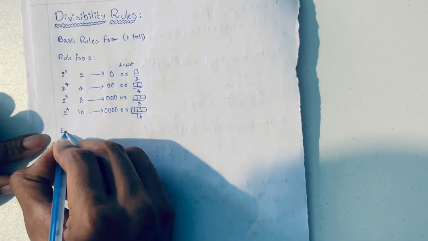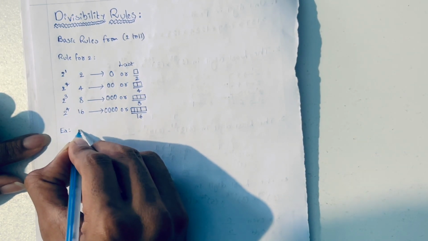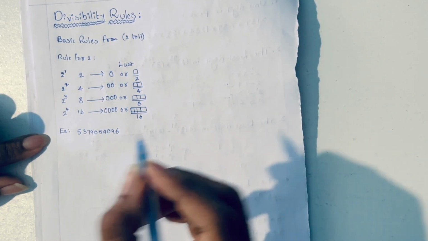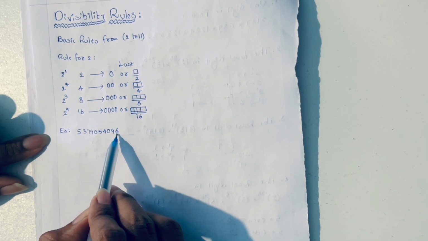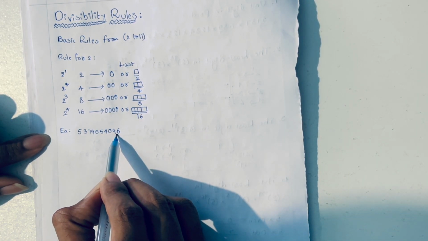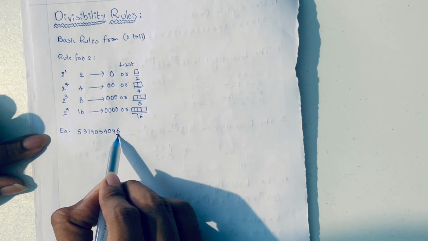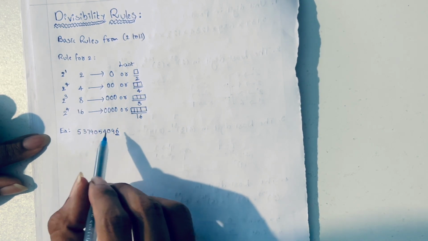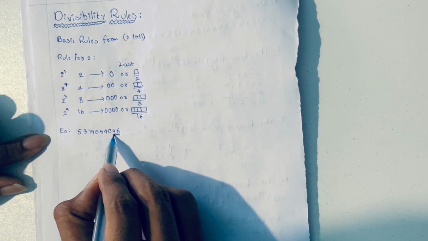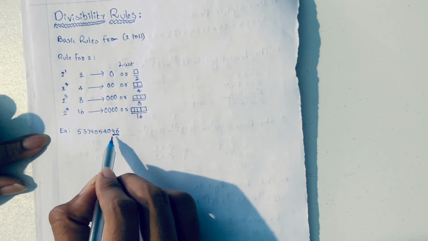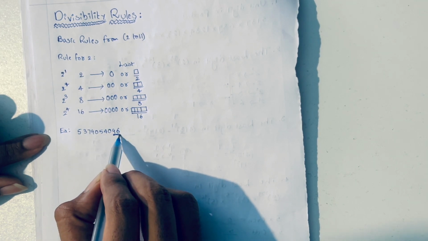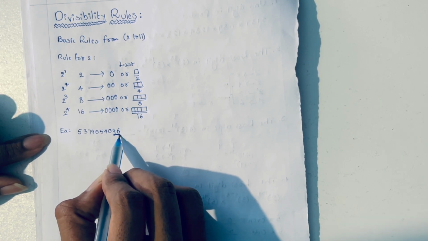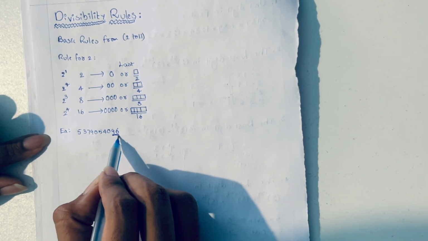For example, we are considering this number, 53790549096. Is it divisible by 2 or not? We have an even number. For the 2, we just need to take care of the last digit. This is an even number, so the whole number is divisible by 2. And for the 4, we need to take care of the last 2 digits, 96. If 96 is divisible by 4, the whole number is divisible by 4. We are just considering 4 2s are 8, 4 4s are 16. Yes, 96 is divisible by 4. That means the whole number is divisible by 4.